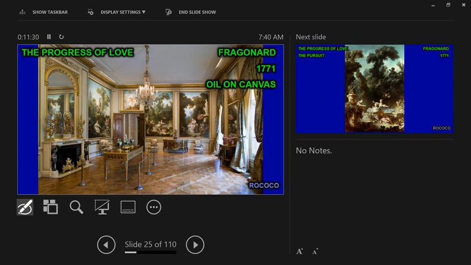So we can see 3 of the paintings up on the wall in this picture. I think that might be the 4th painting. No, so we can see 3 of them, yeah. All right. I want you to know the progress of love. There are 4 paintings in this.